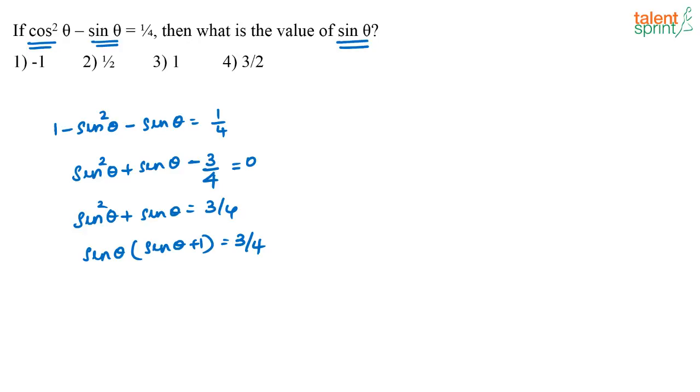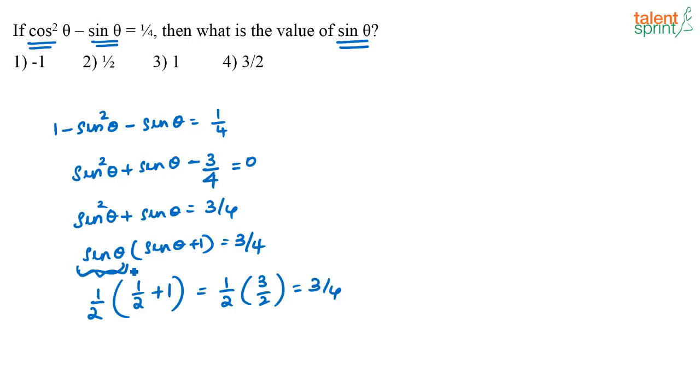So when do you get 3 by 4? See, you have to get a value 3 by 4 on the right hand side. They are asking you for the value of sin theta. Just check with the options. See, if I put the value of sin theta as half, what do I get? Half into half plus 1, that is equal to half into 3 by 2, which is equal to 3 by 4. So obviously when I put the value of sin theta as half, I will get the right hand side as 3 by 4. So this has to be my answer.